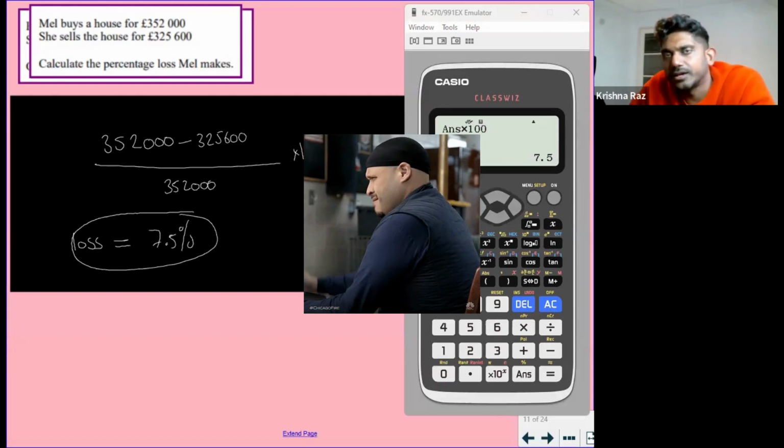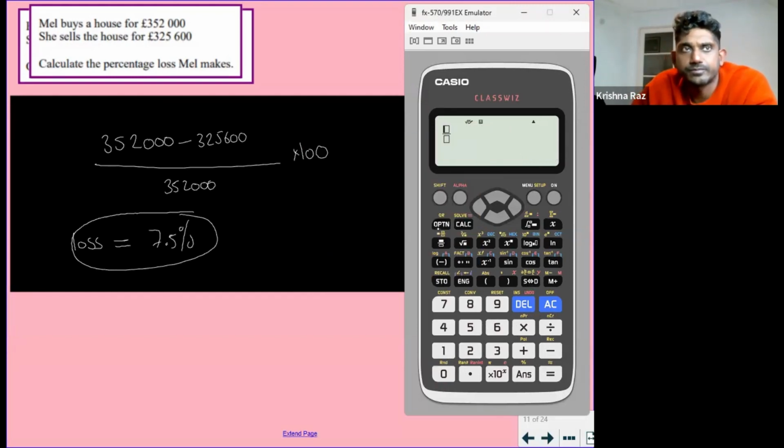Now, I could have typed it in the other way around, as in she sold it price first. So she sold it for 325,600 and she bought it for 352,000, which would show a negative amount. We always divide by the original. So we'll get the same answer, but just with a negative sign. So what you can see here is that negative just indicates a loss of 7.5%. So either way, we get the same answer.